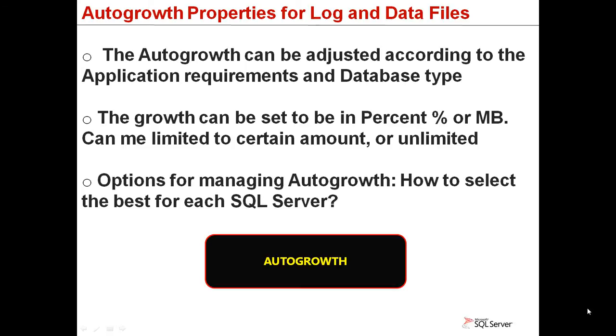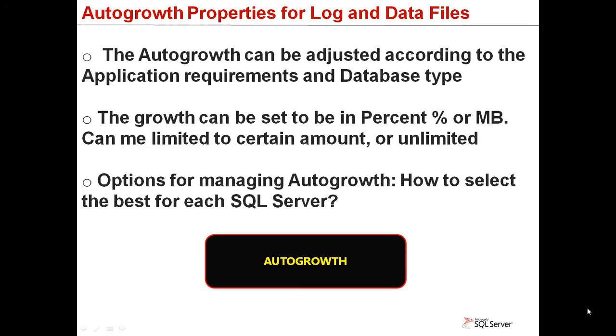Now to the Autogrowth properties for the log and data files. Both data and transaction log files must be able to expand themselves if required. This can be achieved with the Autogrowth properties that a DBA can configure to tell SQL Server how to deal with each file, whether it will grow by a percent or by megabytes or gigabytes, and if there is going to be a limit or not for this growth.